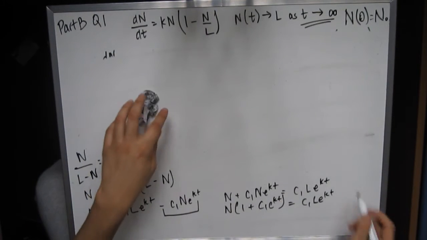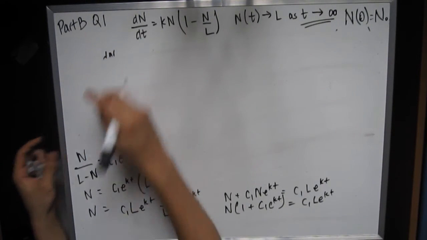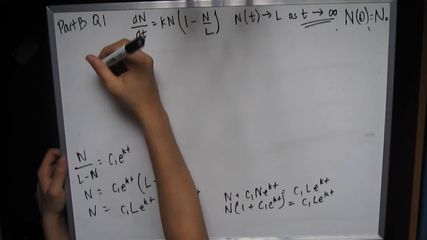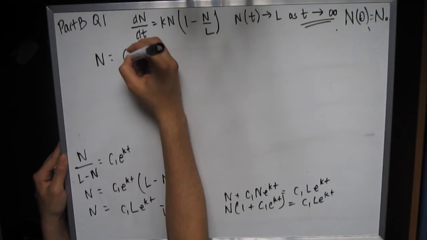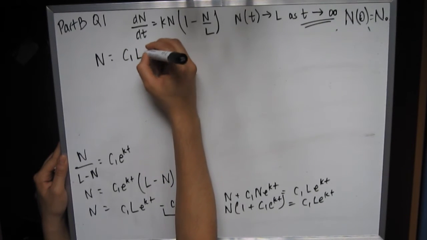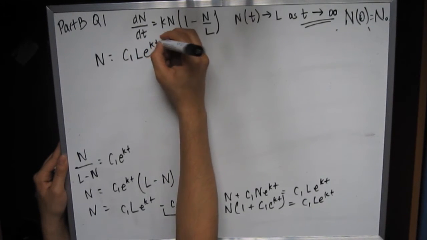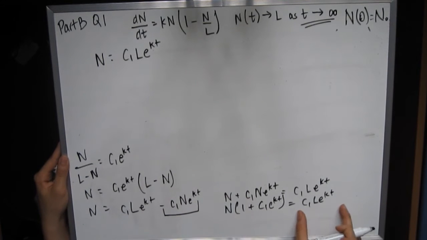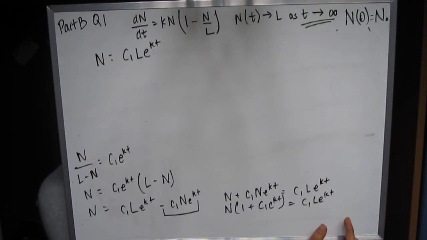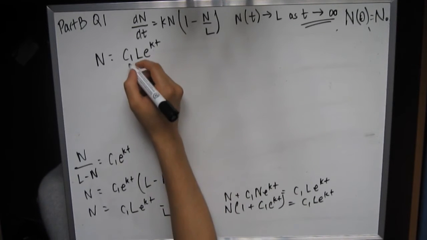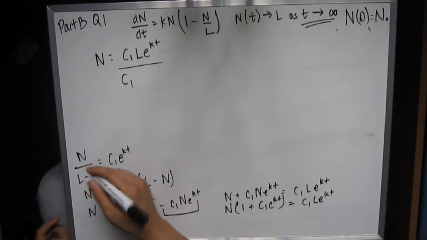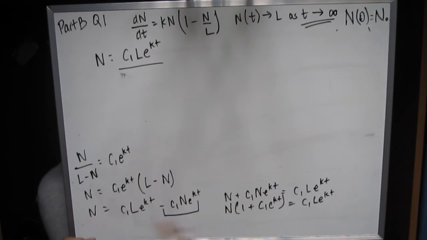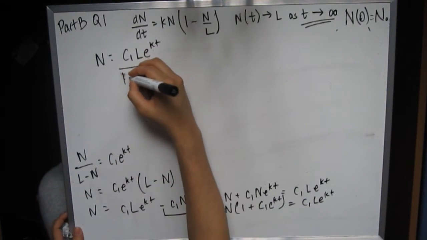Okay, so now you have your n is equal to C1 L e to the kt, and you divide both sides by 1 plus C1 e to the kt, so you get it underneath here. And now you've essentially gotten your final equation, but it has C's, so you probably want to get rid of them using the initial condition right after you rewrite this whole thing.